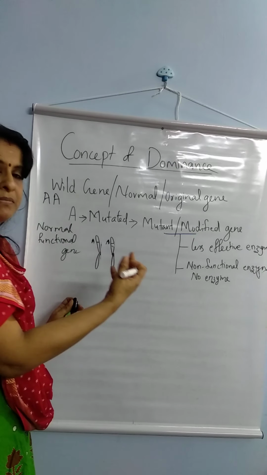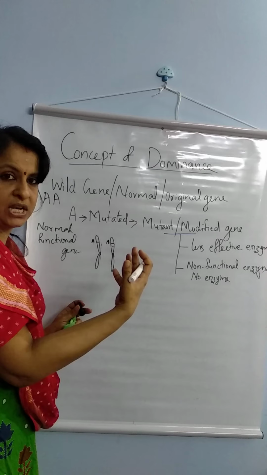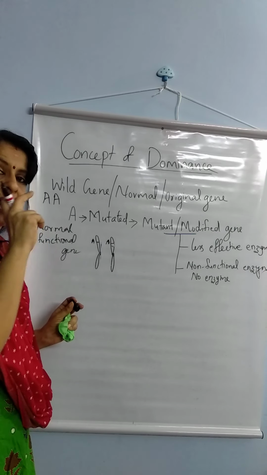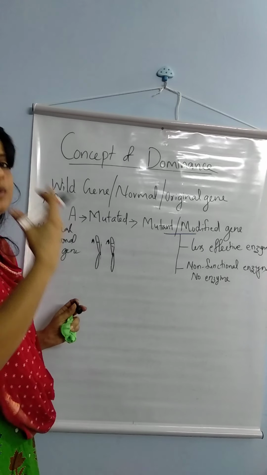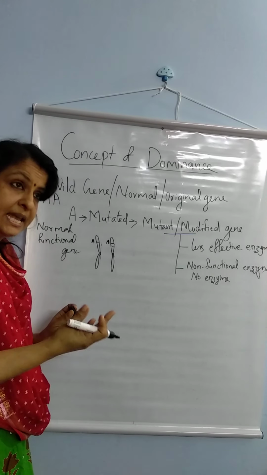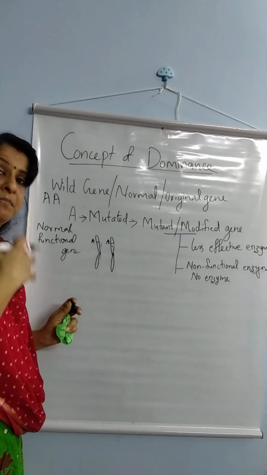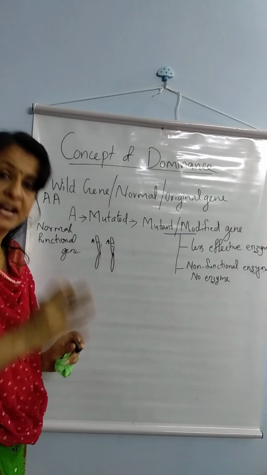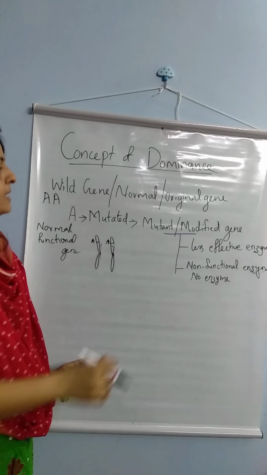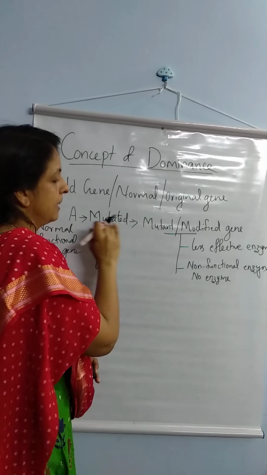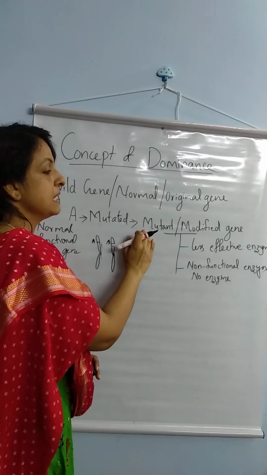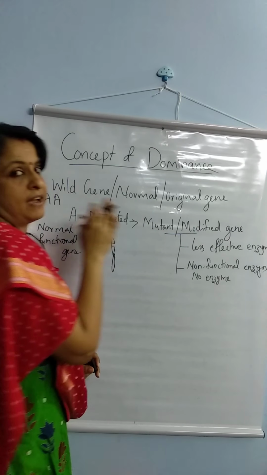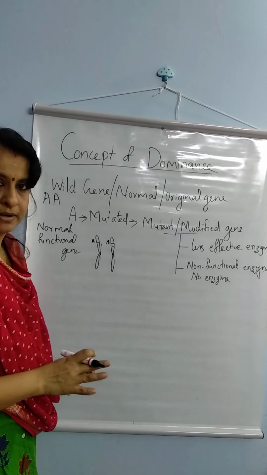And when the change comes, our gene becomes a mutated gene or mutant gene. We should know what a gene is. A gene is a part of the DNA that can make a protein. The protein can be an enzyme, it can be a hormone or anything like that. So anyway, a gene will function by forming a protein. So here, when the gene undergoes mutation, it becomes a mutant or a modified gene. This modified gene can function in two ways.